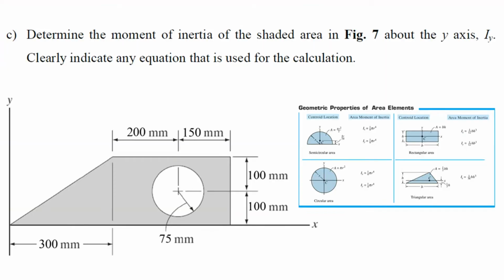Okay, the third question here, we have basically the same idea of question, right? So we have the diagram quite similar but a bit different in terms of the dimension there. And then the question says determine the moment of inertia of the shaded area about the y-axis, Iy. Clearly indicate any equation that is being used for the calculation, right?